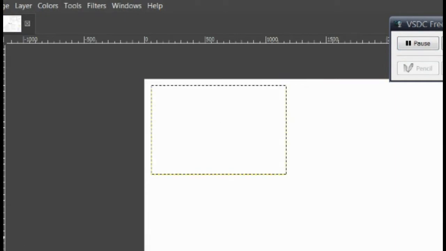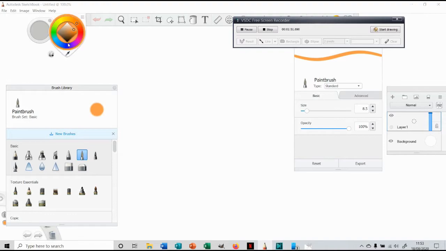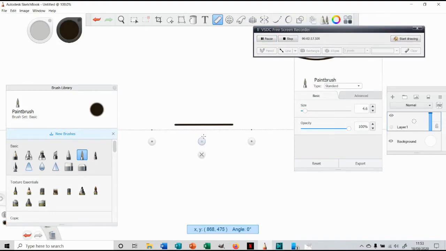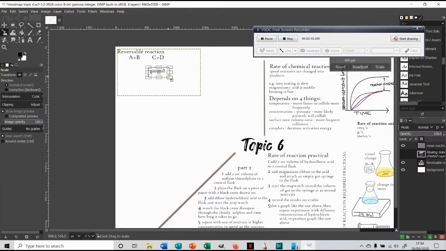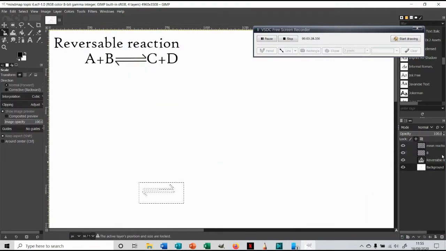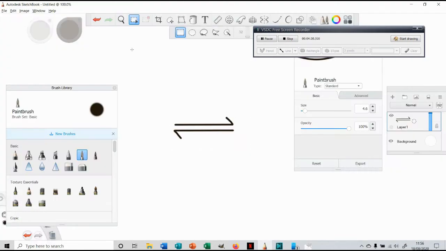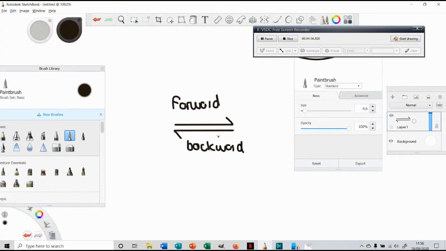A reversible reaction is one that can go back and forth between the reactants and the products, e.g. A plus B can make C plus D. As the reactants react, their concentration falls, so the forward reaction will slow down. But as more products are made, their concentration rises. The backwards reaction will speed up.